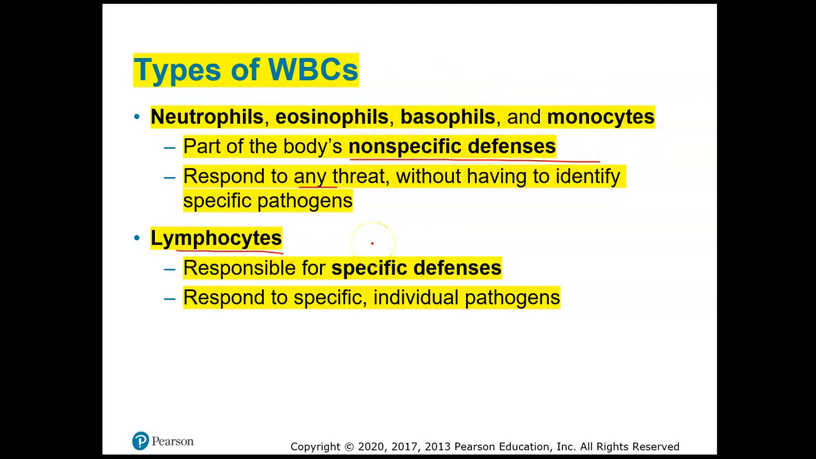Lymphocytes are responsible for our specific defense or adaptive immunity. This is when we develop immunity to a certain virus or a certain bacterium. Once we've been sick from one type of pathogen before and we have developed an immunity to it, it's the lymphocytes that are responsible for that. So they respond to specific pathogens. There's a lymphocyte for each specific pathogen that could infect your body.